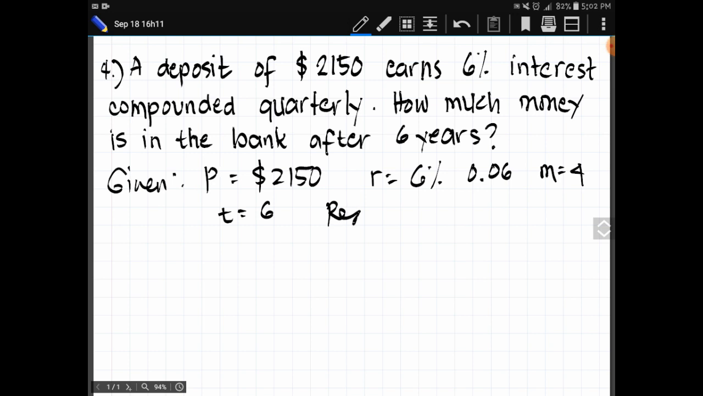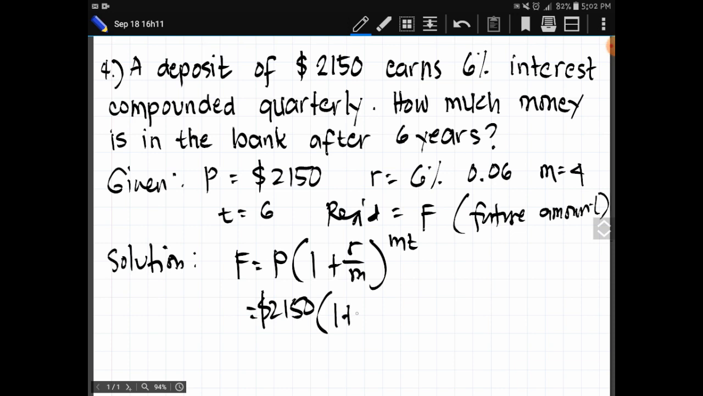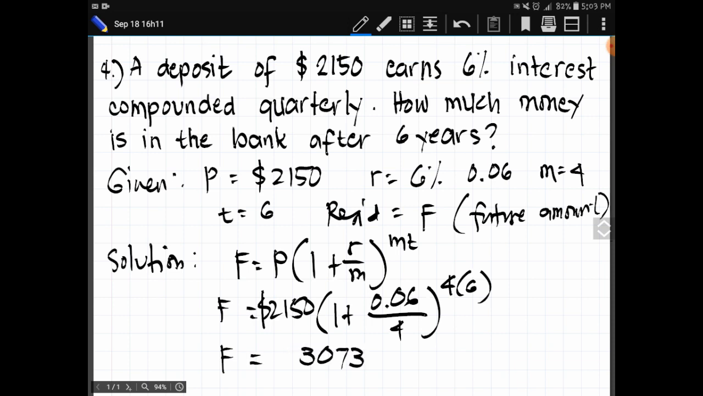And our required for this is the final amount, or F. Hence, for our solution, F is equal to P multiplied by 1 plus R over M raised to MT. Substitute the values: $2,150 multiplied by 1 plus 0.06 over 4, raised to 4 times 6, and that is the F. Therefore, our value for the future amount would be equal to $3,073.43.